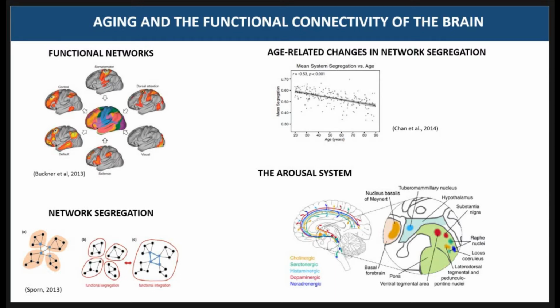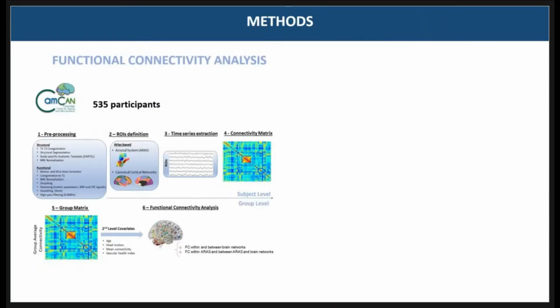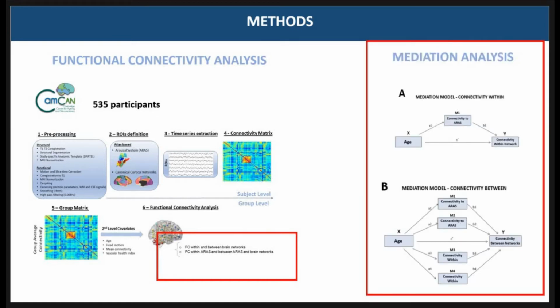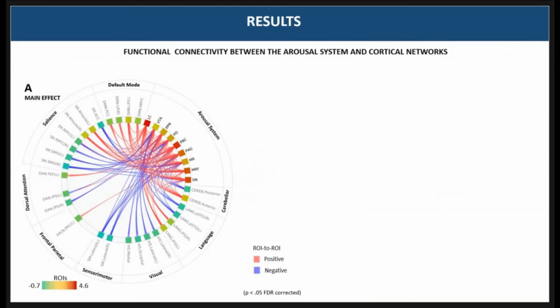This is the pipeline of our study, in which we used the resting state fMRI data from the CAM-CAN database. In this very short presentation, what I want to highlight is that first, we analyzed the connectivity of the arousal system and cortical networks, followed by a series of mediation analyses aiming to evaluate the mediating effects of arousal system connectivity on connectivity within and between cortical networks.